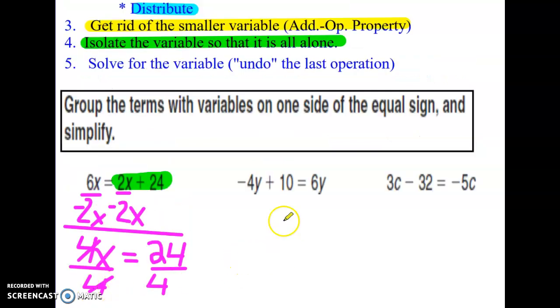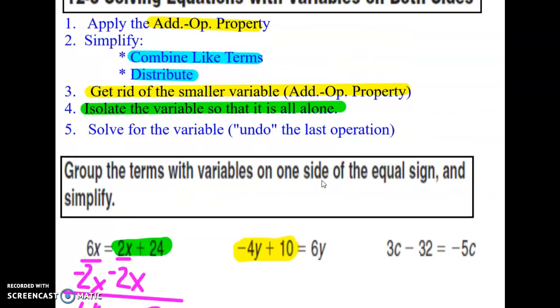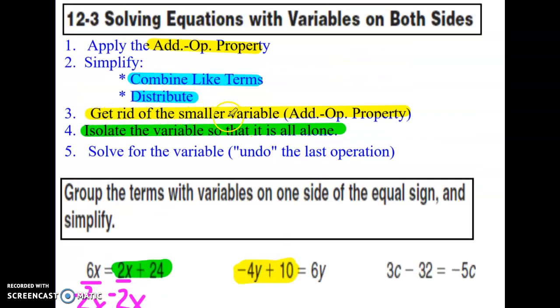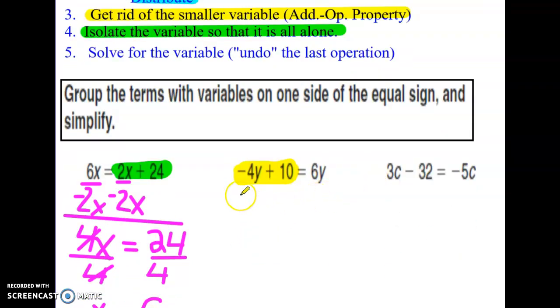Okay, let's check your work on this first one right here. If I look on the left-hand side, there's nothing I can do to simplify. So what I'm going to do is, I've noticed I've got negative 4y on this side and positive 6y on this side. I want to get rid of the smaller variable. So what I'm going to do is I'm going to add 4y onto both sides. Add a positive 4y onto both sides.